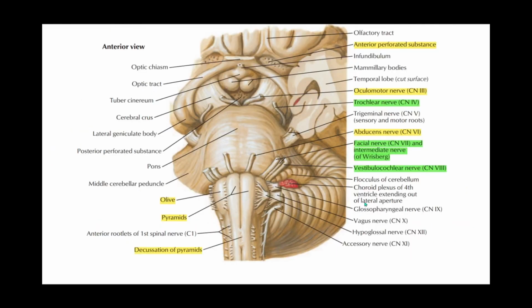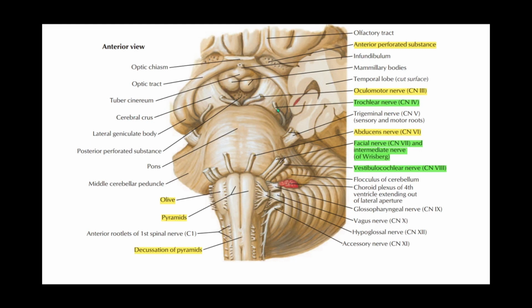So this is an anterior view of the brainstem. You have part of the cerebral cortex there, and the diencephalon. And then we now have our midbrain. So this is the cerebral crura, the right and left cerebral crura of the midbrain.